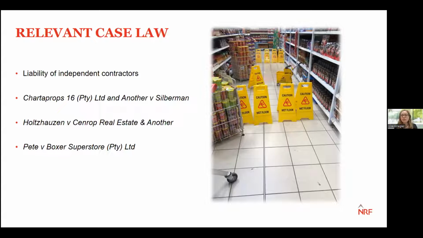In the Holtzhausen case, the plaintiff sued the owner and manager of the mall for injuries she suffered when she slipped and fell at the mall. The tiles at the mall were wet and slippery as a result of rain carried in by rain jackets and umbrellas and the shoes of people coming in and out of the mall. And expert evidence revealed that the tiles were dangerous when they were wet, so they were slippery when they were wet.